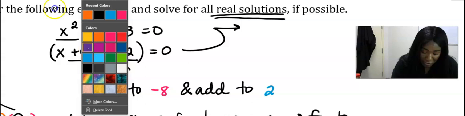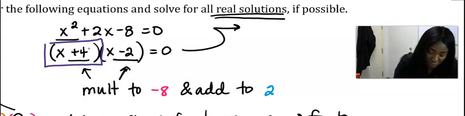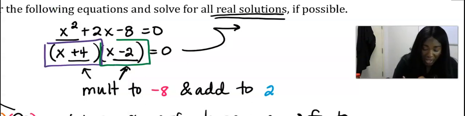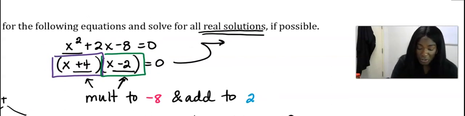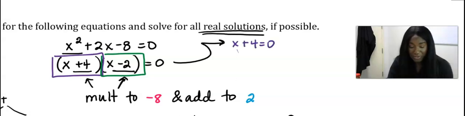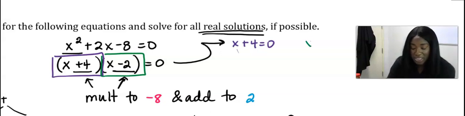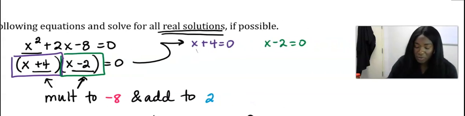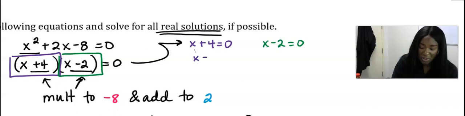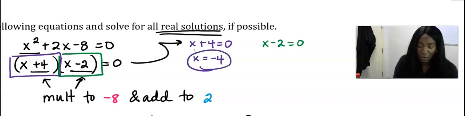We have two factors. We have the factor of x plus 4, and then we also have the factor of x minus 2, both being multiplied together and set equal to 0. So we're going to set the first factor of x plus 4 equal to 0. That will give us a solution. And we'll also set the second factor of x minus 2 equal to 0. And now I'm going to solve these two linear equations individually. I'm going to subtract 4 from both sides of this equation to see that x is equal to negative 4. And then I will add 2 to both sides of this equation to see that x is equal to 2.